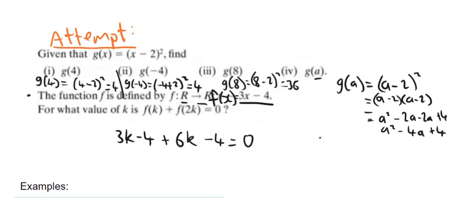So you can be asked these things with functions as well. So 3k plus 6k would be 9k there, minus 8 is equal to 0. So 9k is equal to 8. Bring across the 8. So k is equal to 8 over 9.